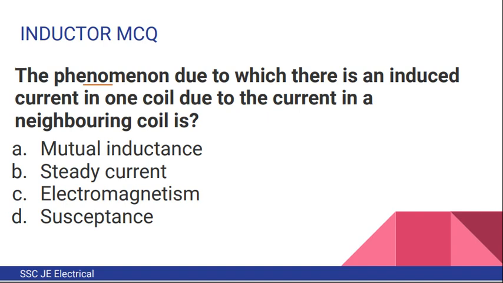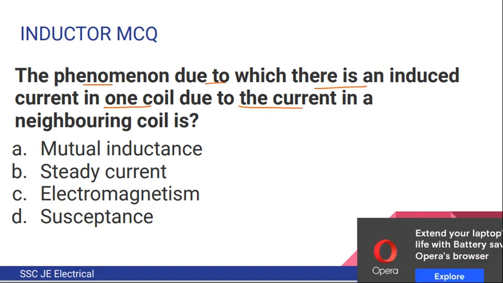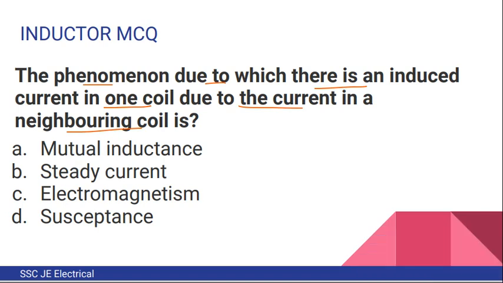The phenomenon due to which there is an induced current in one coil due to current in the neighboring coil. The options are mutual inductance, steady current, electromagnetism, susceptance. The suitable answer is mutual inductance.